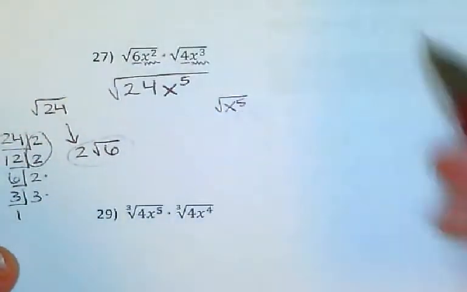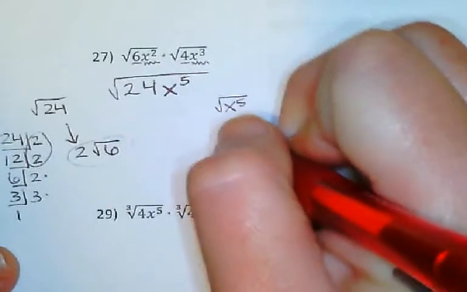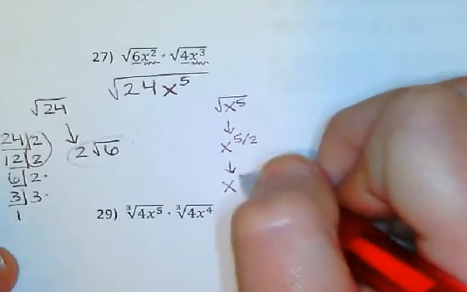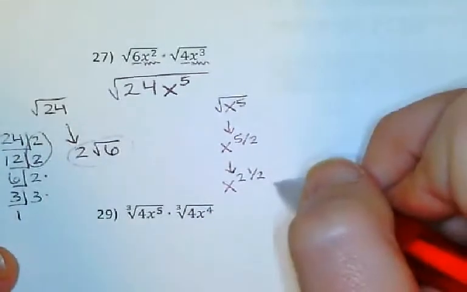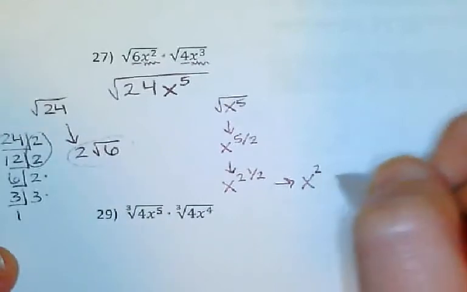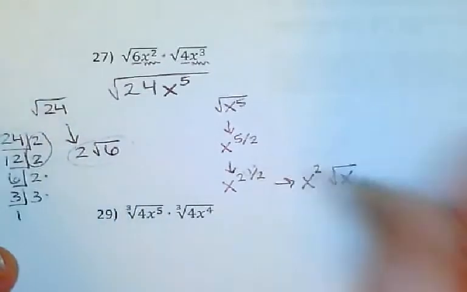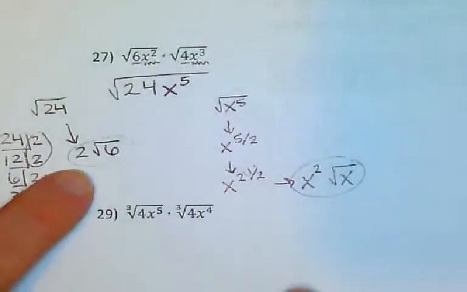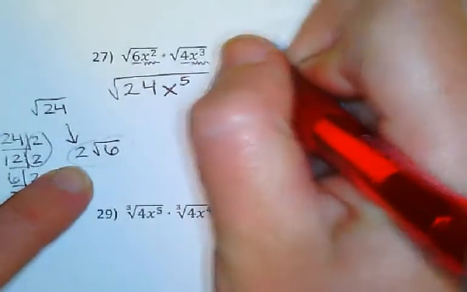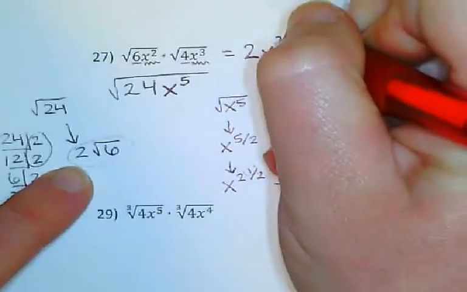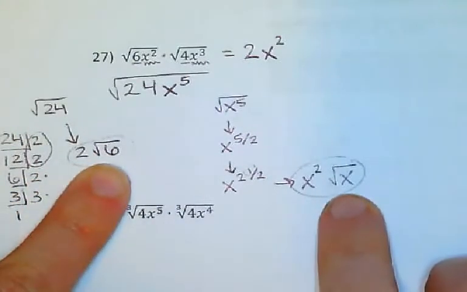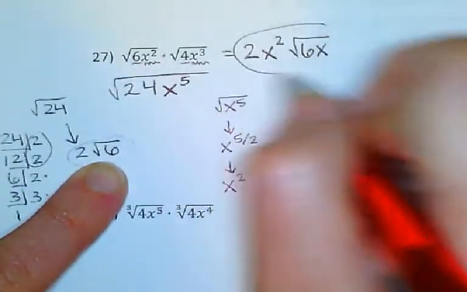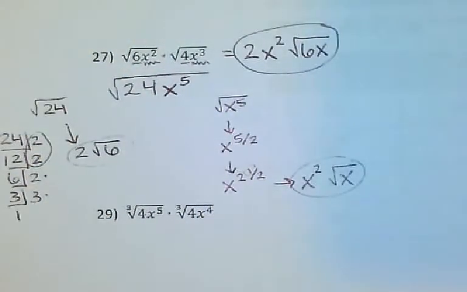Alright, and then the square root of x to the 5th is x to the 5th over 2, which is x to the 2.5, which we can write as x squared, and then the square root of just one x left over. So, putting this all together, we have this 2 and this x squared on the outside, and then we have this 6 and this x on the inside of our square root. Alright, and there's our final answer.